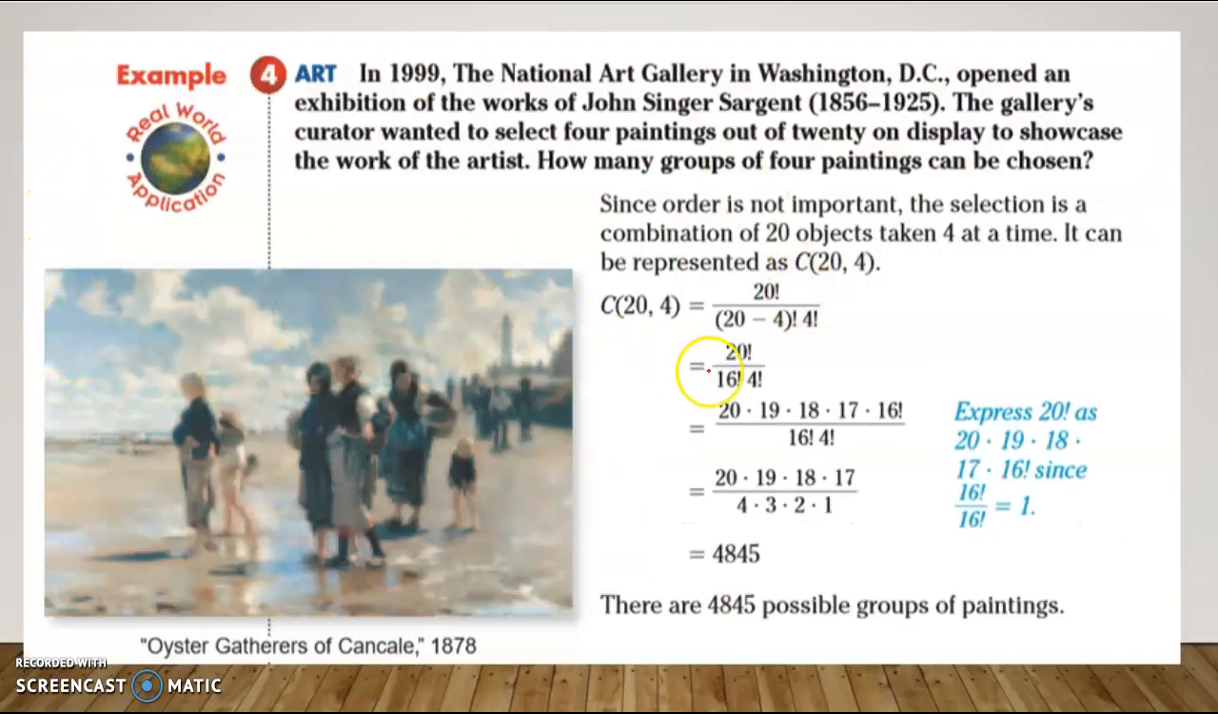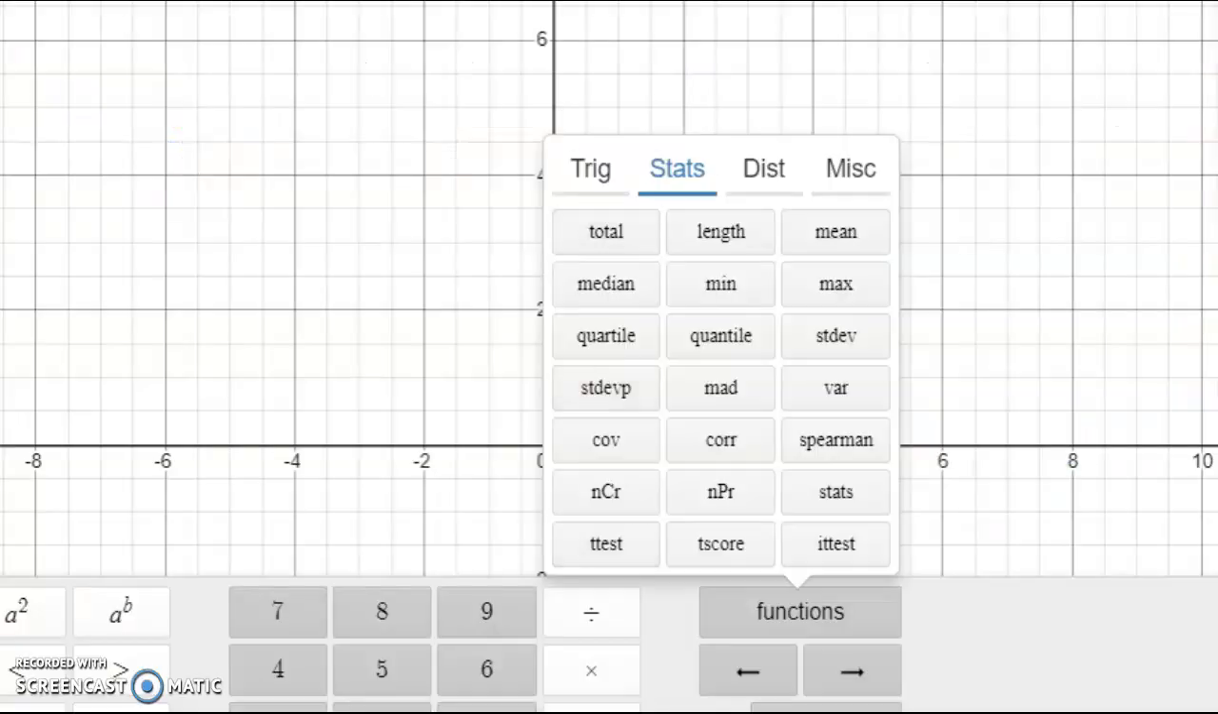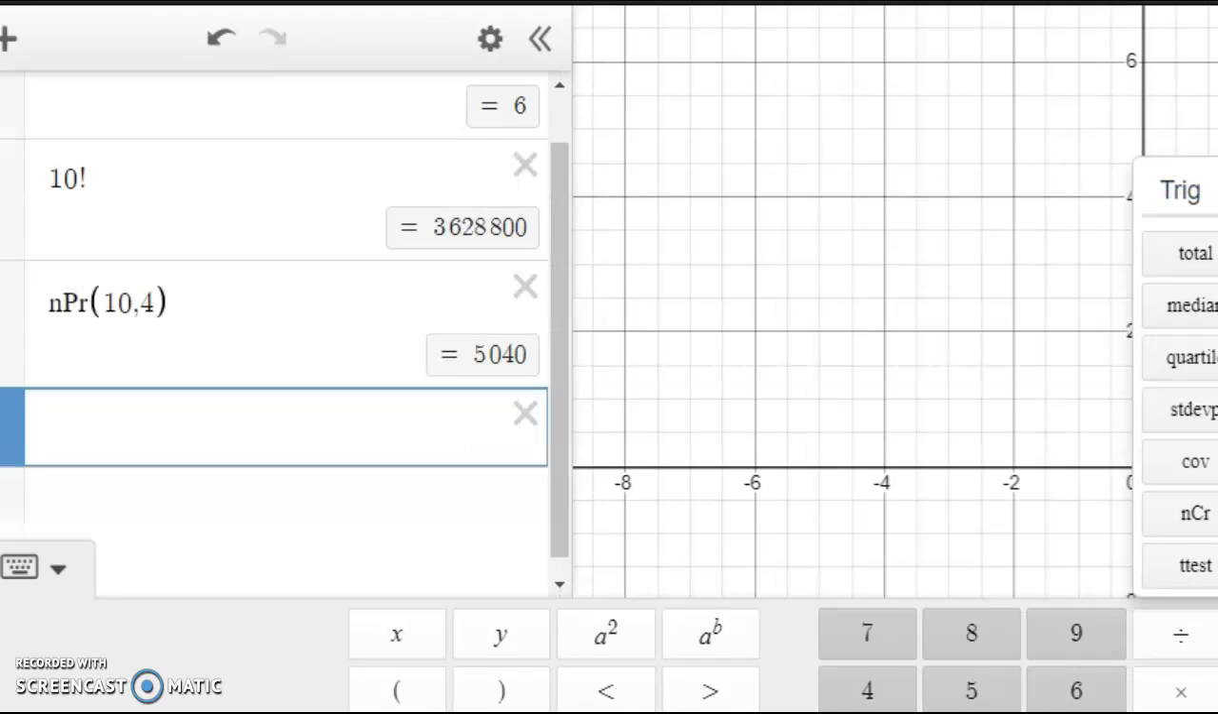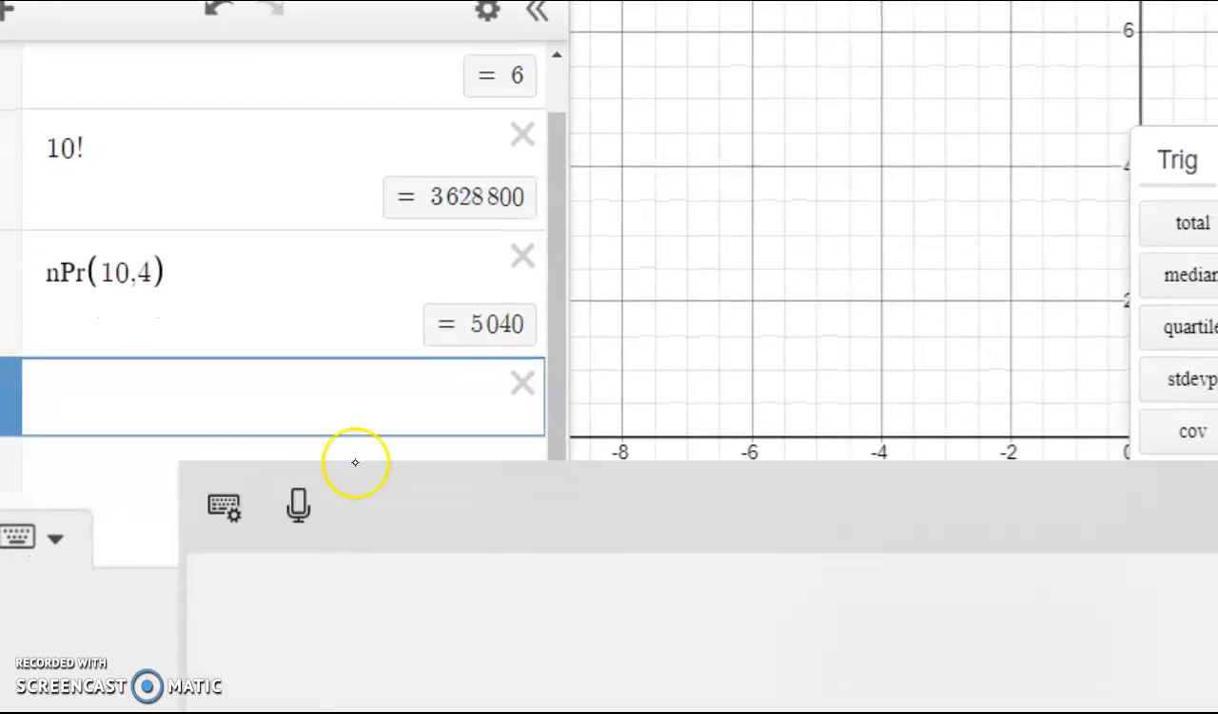Okay, so this right here, if you are selecting 4 paintings out of 20 to be on display, then that would be a combination because it really doesn't matter what order they happen. So you get the combination of 20 and 4. And this right here is 20 factorial over 4 factorial and 16, because 16 plus 4 gives you 20. Put that right into your calculator and you should get 4845. Okay?